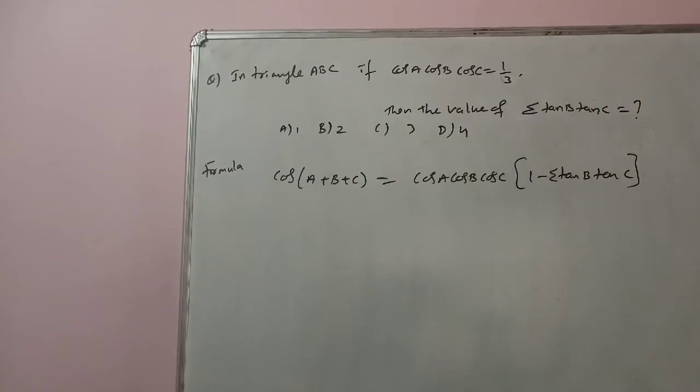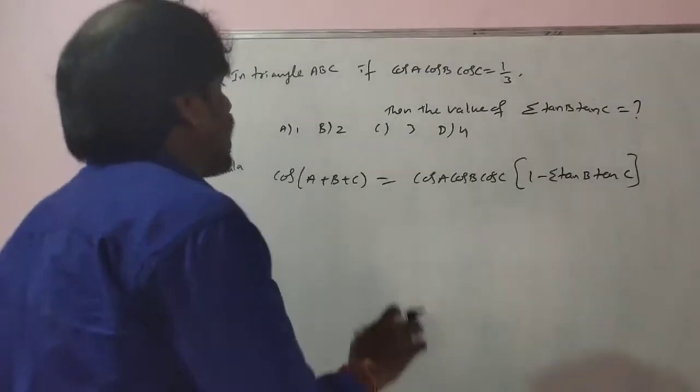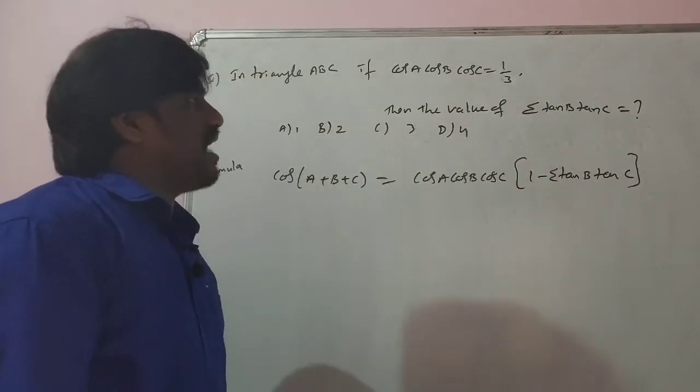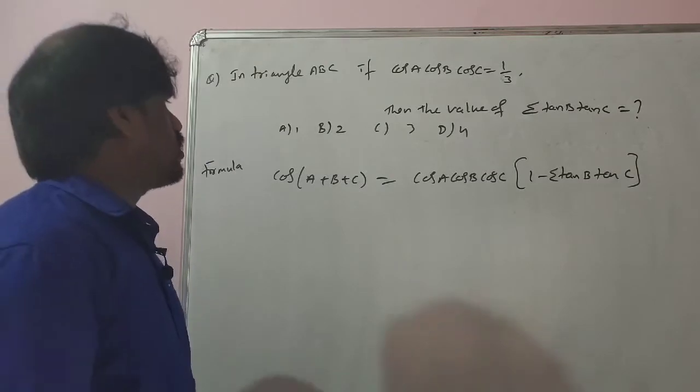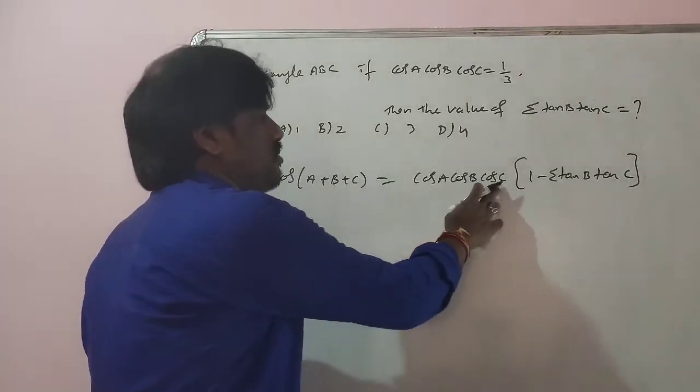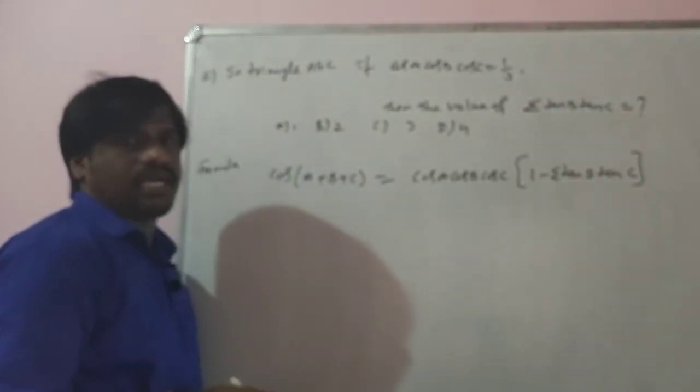Students, let us see the problems based on this. Here in a triangle ABC, if cos A cos B cos C is 1 by 3, then the value of sigma tan B tan C is how much? Options are given. You know the cos of A plus B plus C formula is cos A cos B cos C times 1 minus sigma tan B tan C.